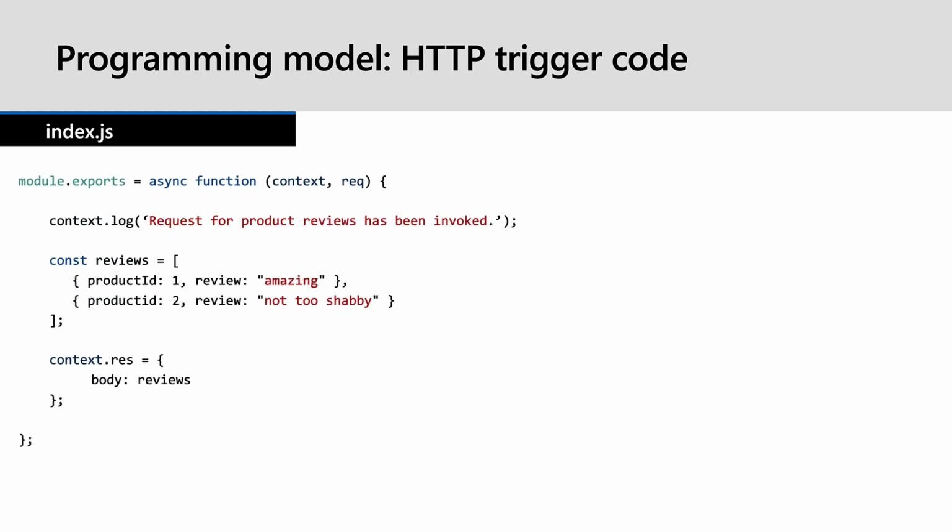The code for your function, especially for an HTTP triggered one, should be quick, simple, and ideally do one thing. I put together this simple example just to show you what the programming model looks like for an HTTP function written in JavaScript.